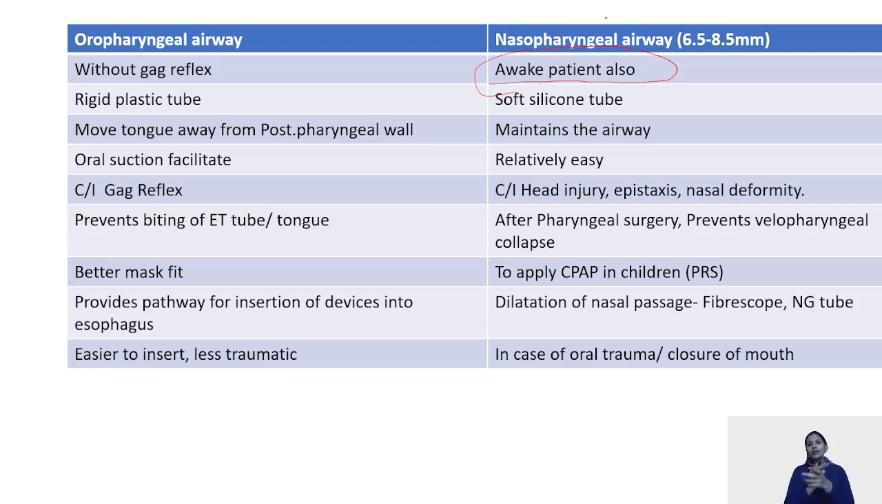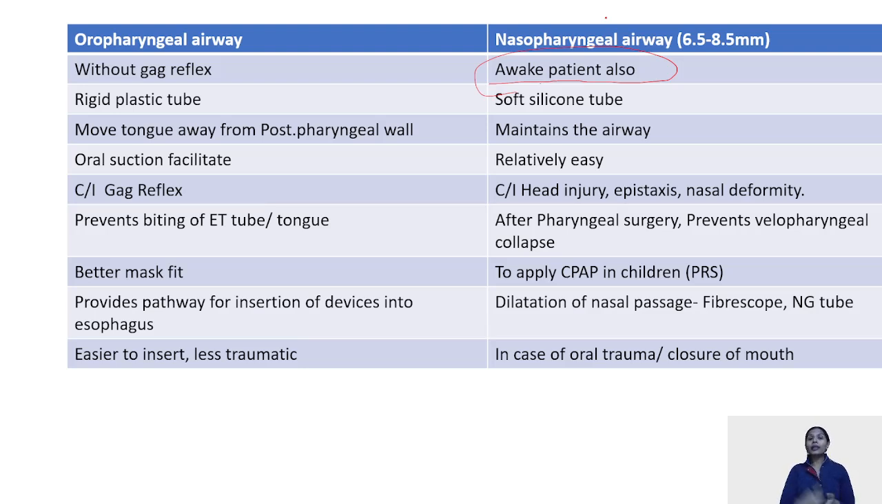So what the case scenario actually looks like is, for example, a 50-year-old woman with a BMI of 36 kg per meter square has been posted for laparoscopic cholecystectomy. After induction, we were not able to ventilate the patient well. We gave her head tilt, chin lift, jaw thrust, but still we were not able to ventilate the patient, and the patient was desaturating. So what could be the next step to do?